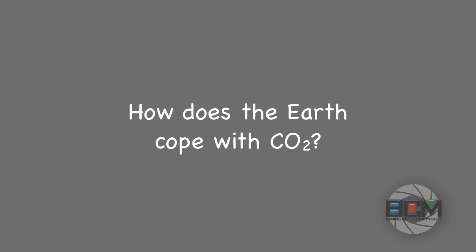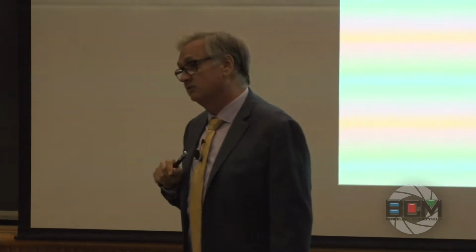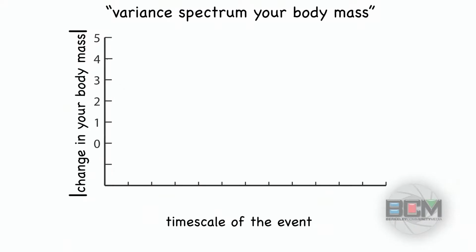So how does the Earth respond to this large change in the atmosphere? So the way to imagine that is we have to introduce a kind of wonky technical concept called a variance spectrum. And I'll illustrate it first with our bodies, and then we'll look at the atmosphere. So imagine your body as an object, and you're going to keep track of its mass. And on this axis, I'm going to put the change in my body mass. And on this axis, an event that occurs and the time scale of that event.